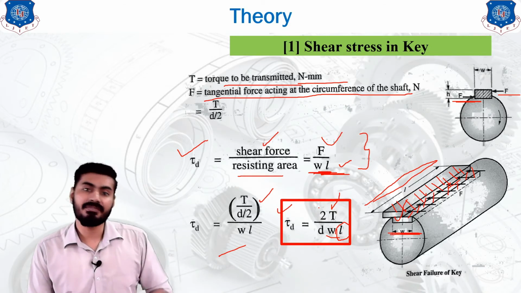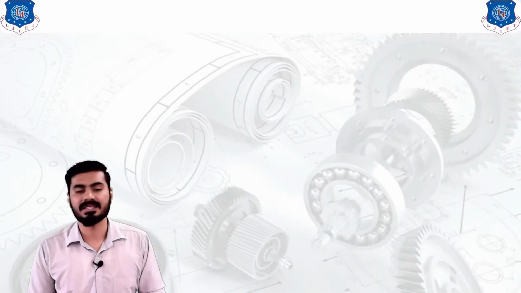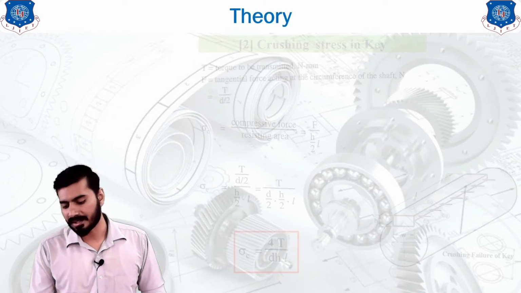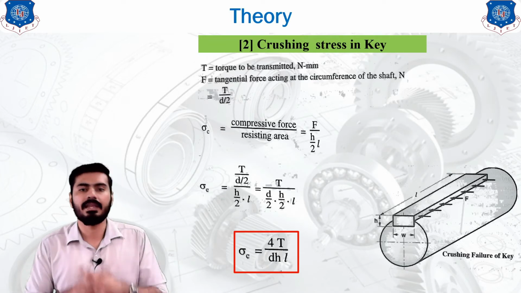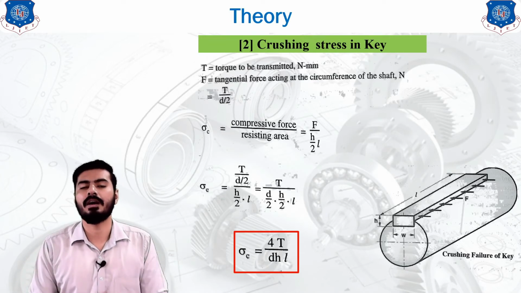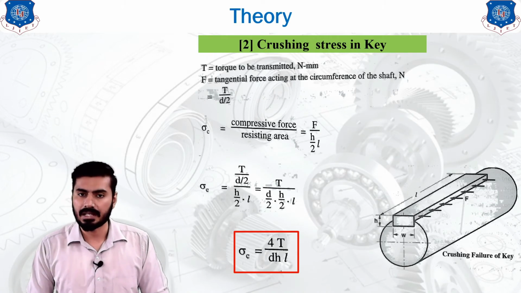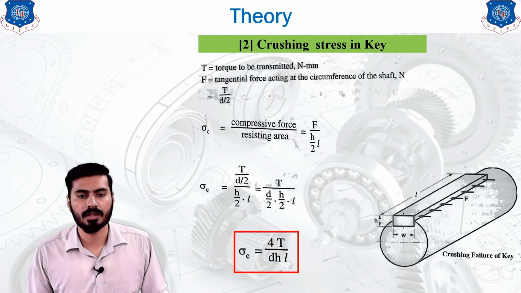But the key may also fail due to crushing, because the key is the component which is in contact with the shaft and the hub, and if this contact is not causing relative motion between them, then this type of key will suffer the crushing stress generated in the material. That's why we need to find the crushing stress generated in the material.